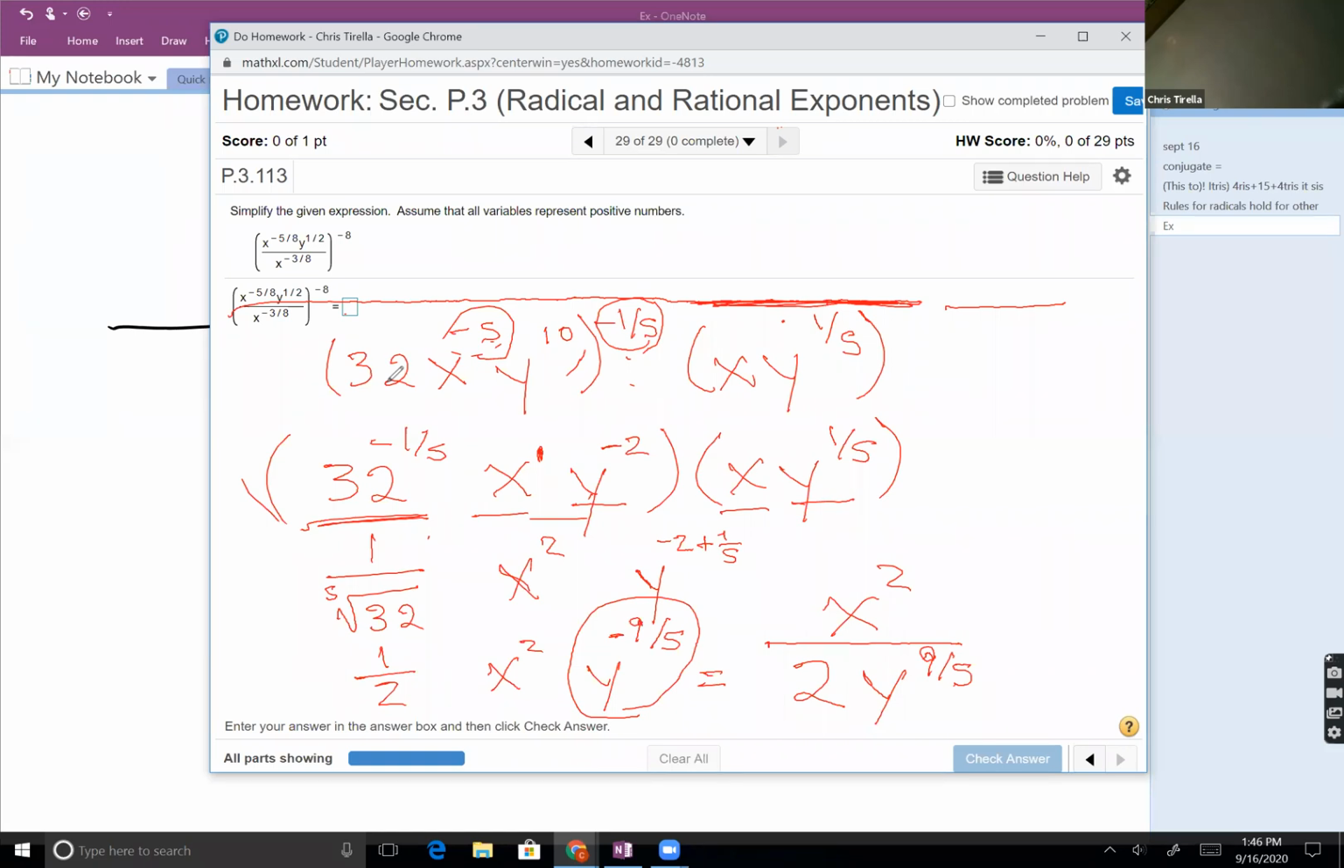So we're using the rules of exponents. It's just that the exponents can be fractions. If the exponent is a fraction, it means I've got a radical.